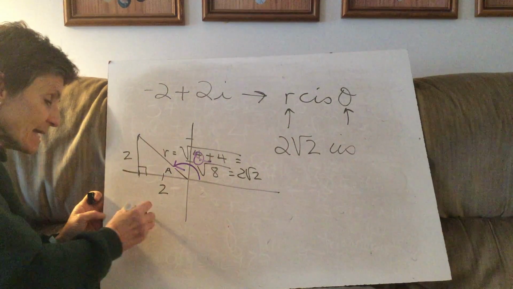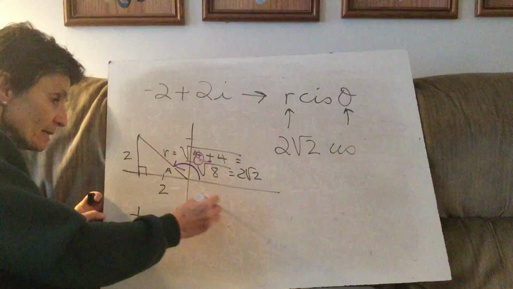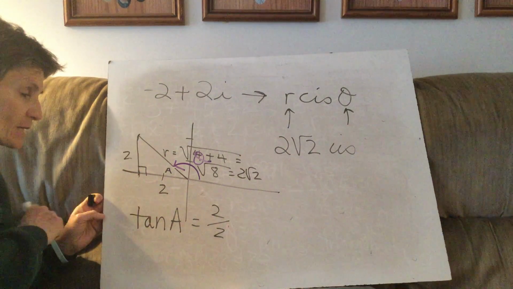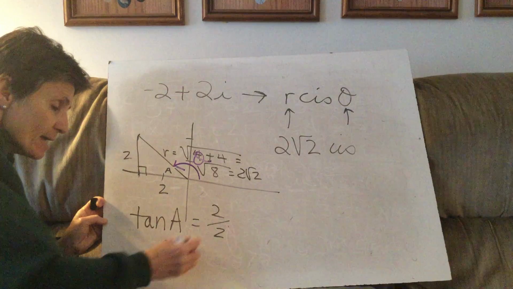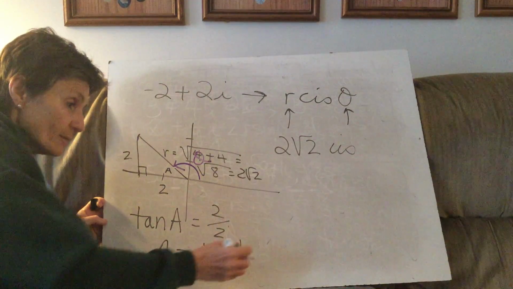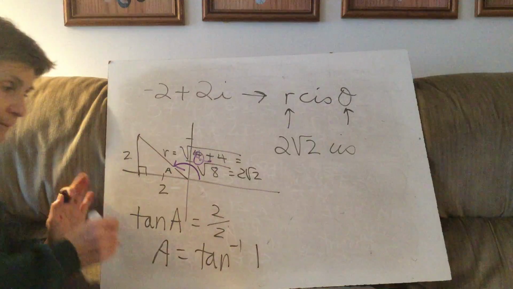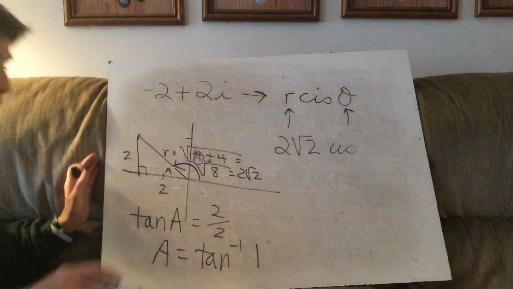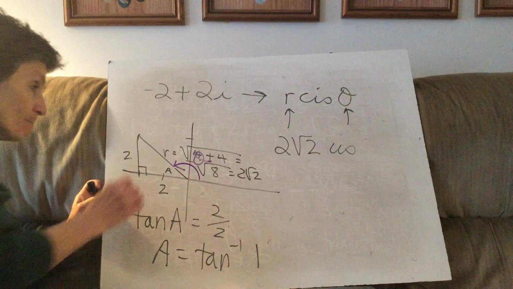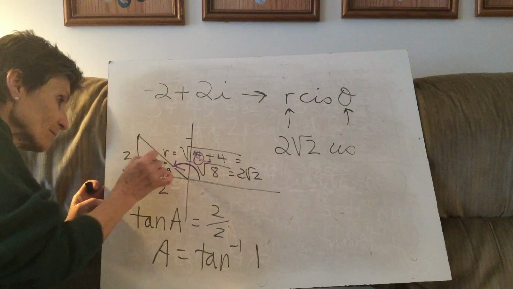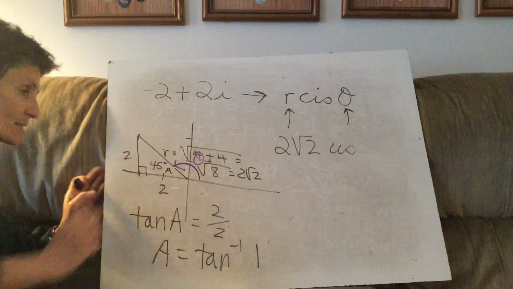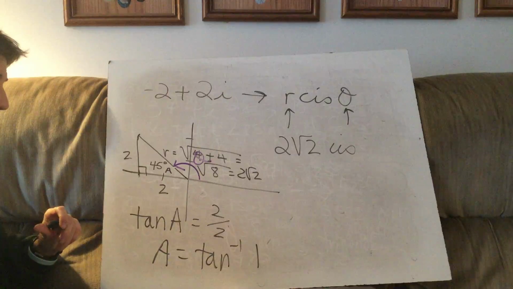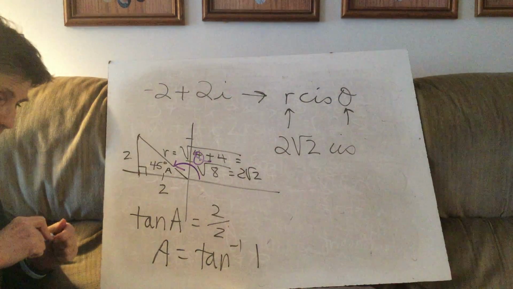And I know that the tangent of that angle is 2 over 2, opposite over adjacent. So A is going to be the inverse tangent of 2 over 2, which is the same as 1. So some of you probably don't even need to type that one in on your calculator, although you certainly can. This is a 45-degree angle. When these two numbers match, that's a 45. But your calculator will tell you that. Go ahead and type it in. So A is 45.